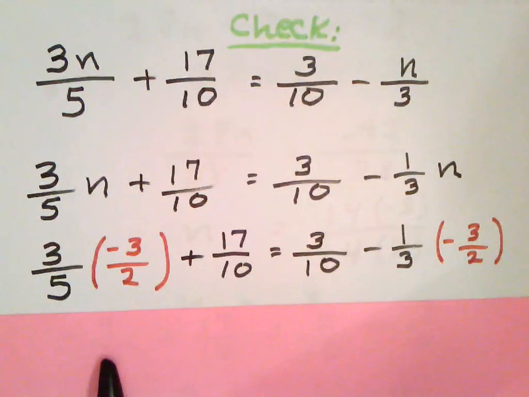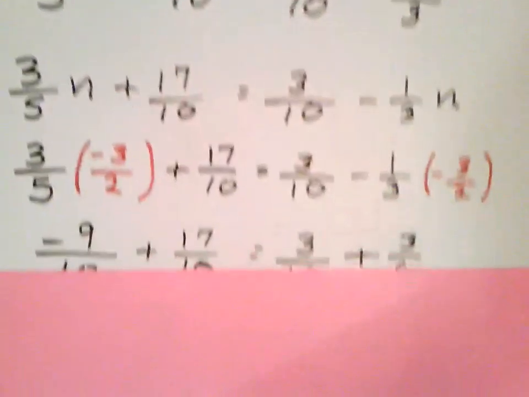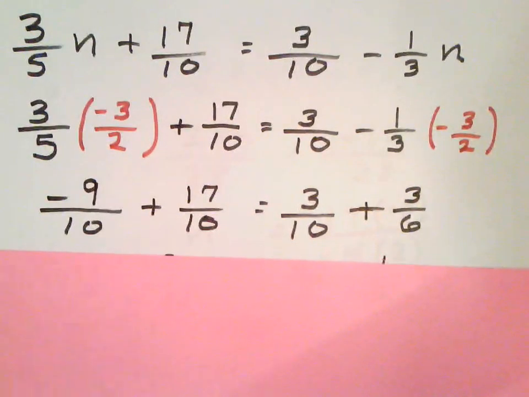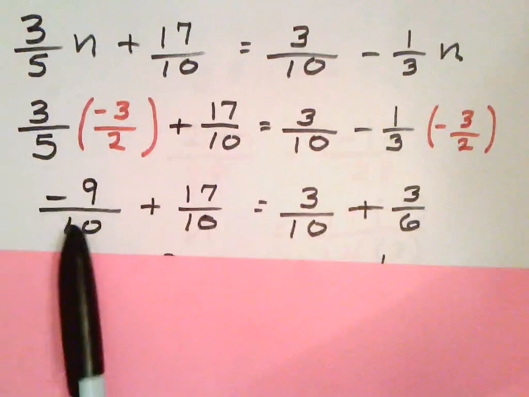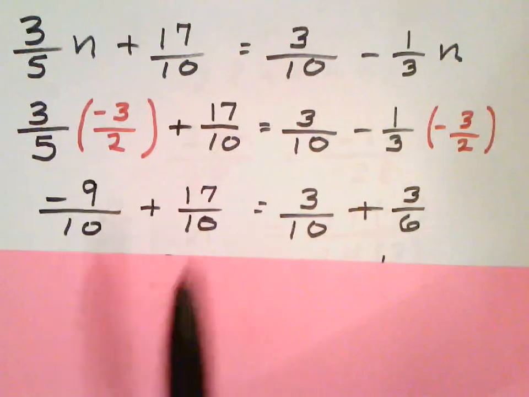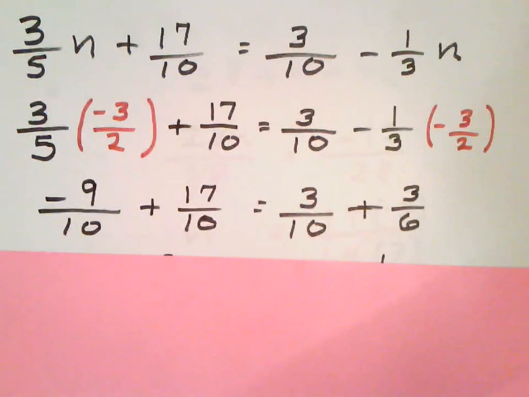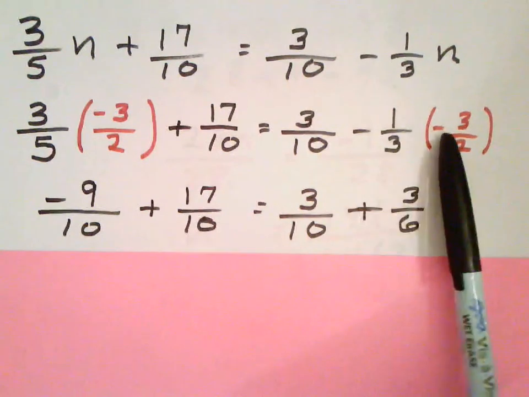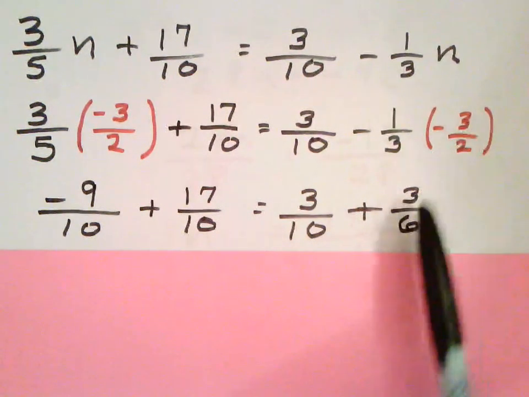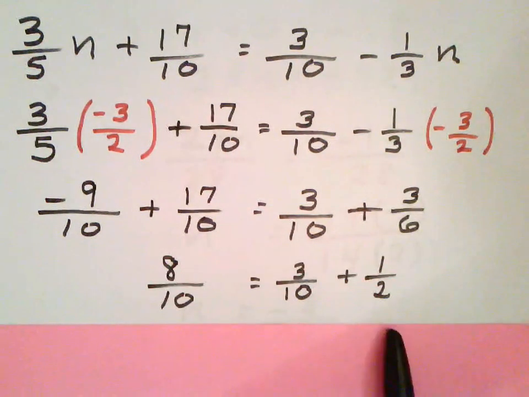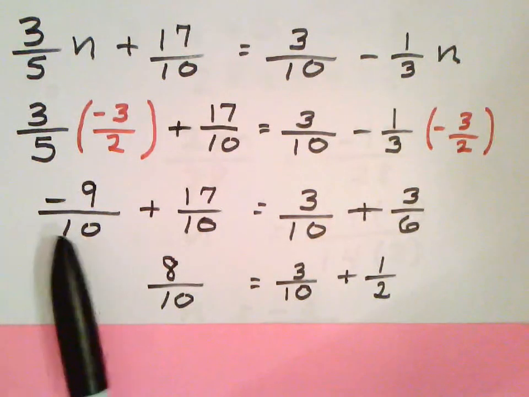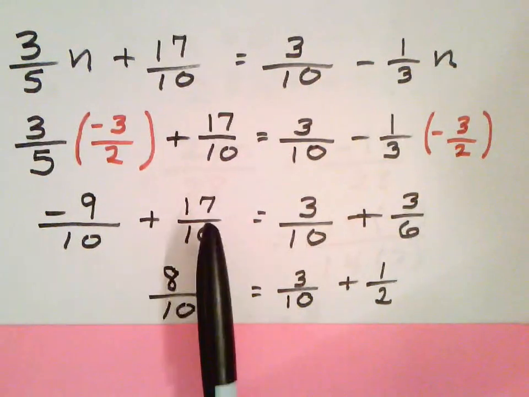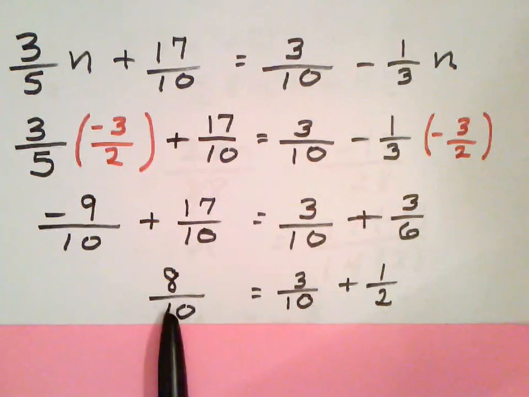Then I'm going to substitute for n the negative 3 halves. Then I'm going to multiply negative 3 times 3, negative 9, 5 times 2, 10. Bring down the 17 over 10. Remember, I'm trying to show that each side is equal to the other side. So it's 3 over 10 plus, the negative times the negative is a positive, so it'd be positive 3 over 6. 3 over 6 reduces to a half. And a negative 9 over 10 plus 17 over 10 gives us a positive 8 over 10.